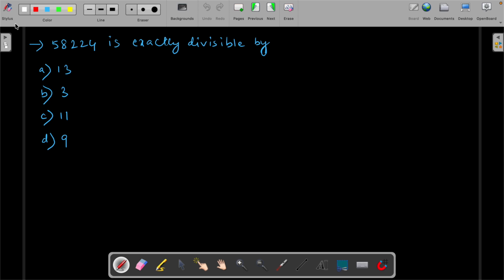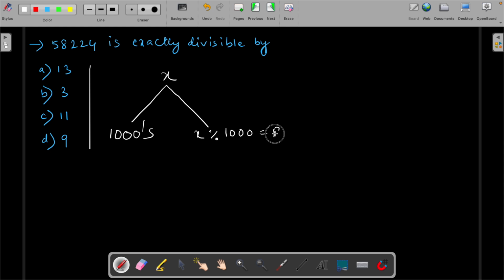When do we say that a number is exactly divisible by 13? Suppose you have a number x. First you need to find out the number of thousands in the number. Next you need to find out the remainder when that number is divided by 1000. Now subtract these two numbers. Suppose you get a value y. Check if this y is divisible by 13. If this is divisible by 13, then we say that x is divisible by 13.